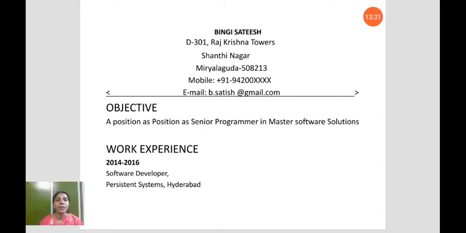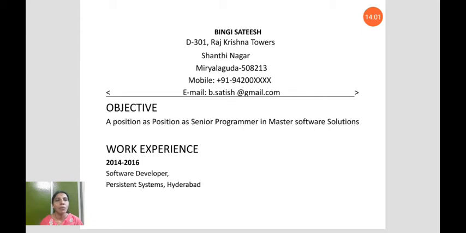So in the center we have written the name and address of the candidate. You can look at it very carefully, the name is written in bold. Then after that we have written the postal address with pin code, and then the mobile number and the email address. This is how I have arranged it.